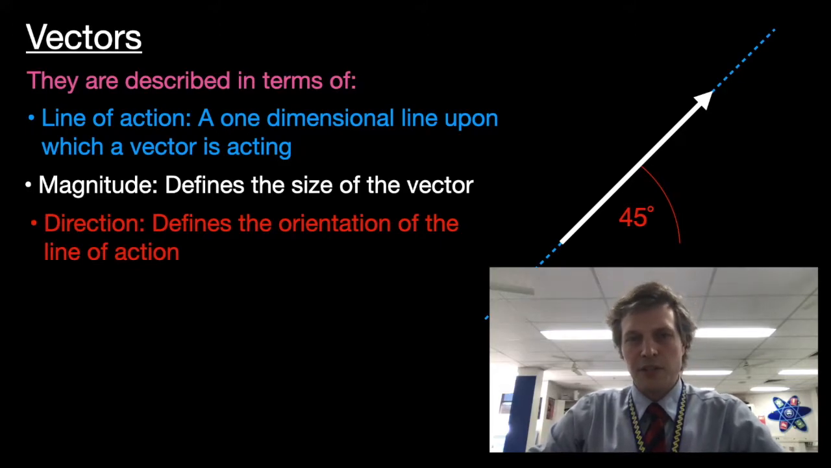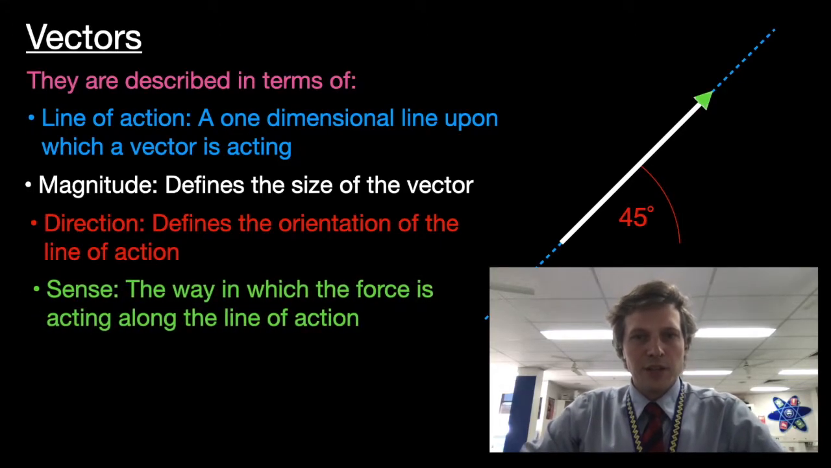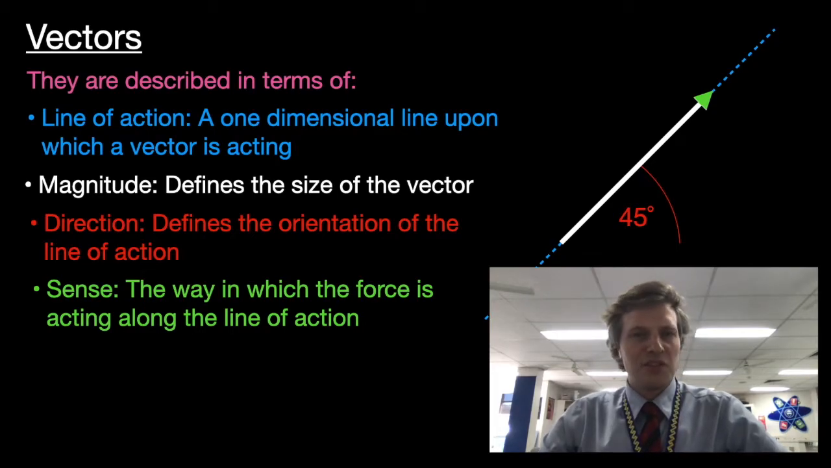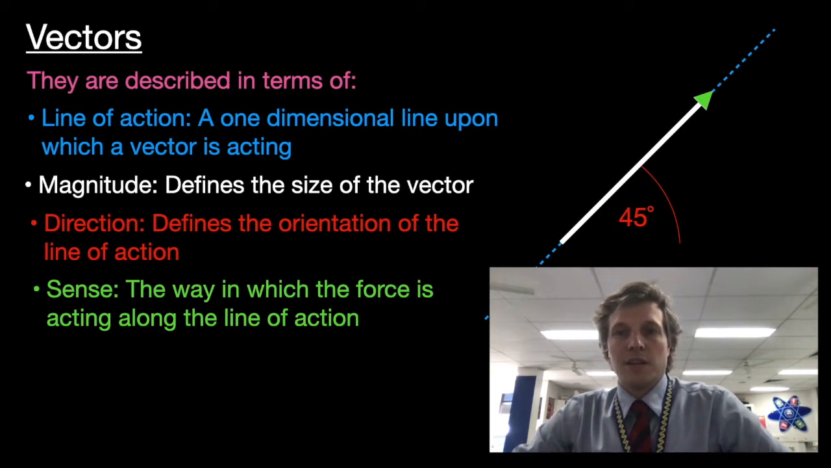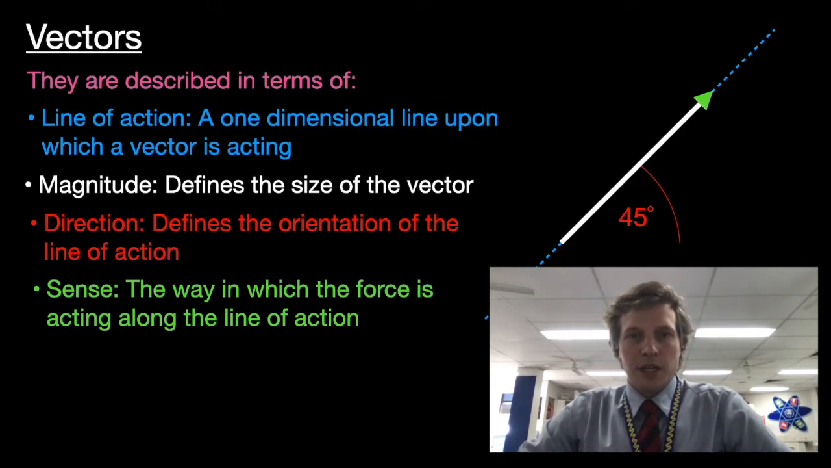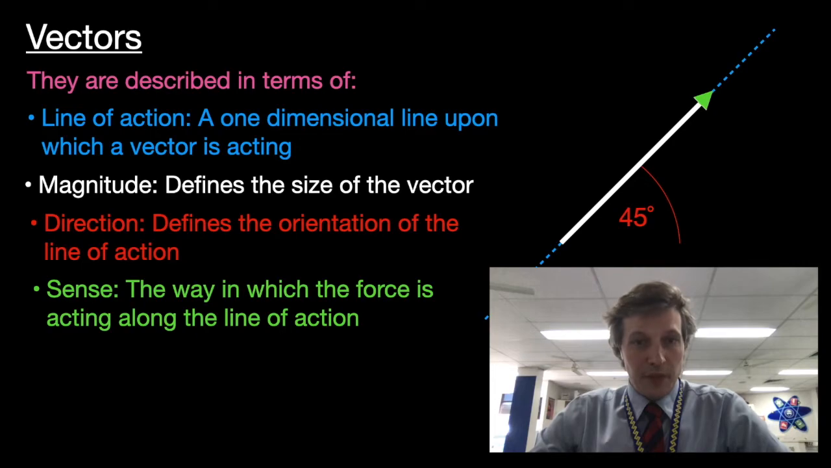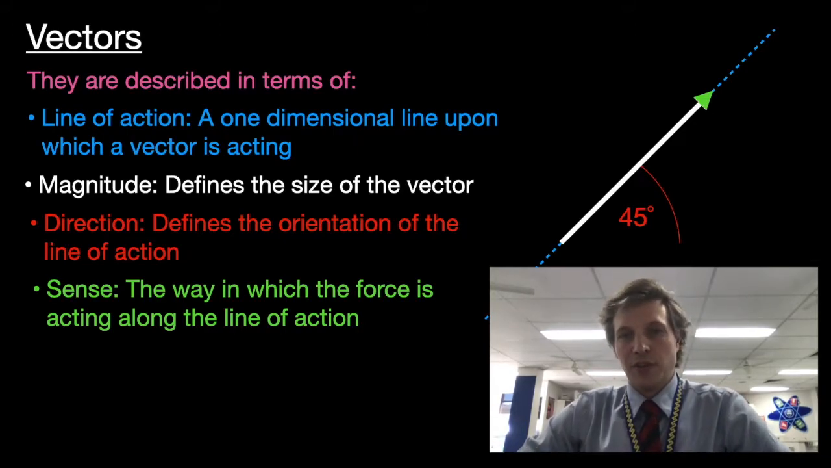Now, the final criteria to fully describe a vector is the sense. In physics, the term sense isn't actually used. It's sufficient to describe the sense purely with the arrowhead and a direction. In engineering, however, the sense may specifically be asked for. So in this scenario, we would be saying that the sense is up and to the right. So it's basically the arrowhead of an arrow. It's telling you which way along that line of action the force is acting.